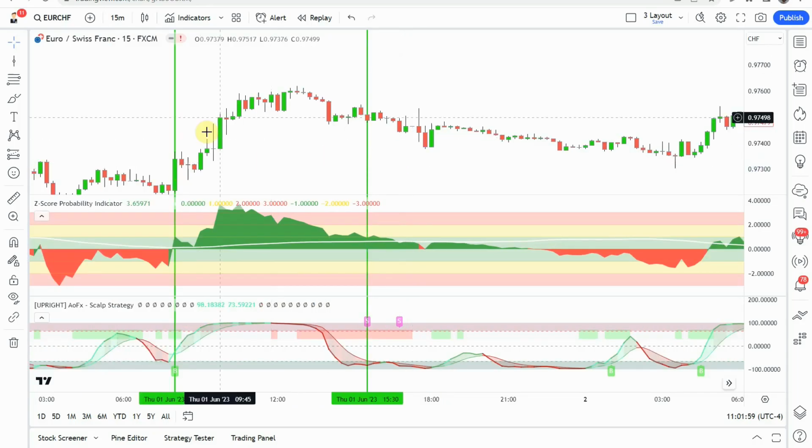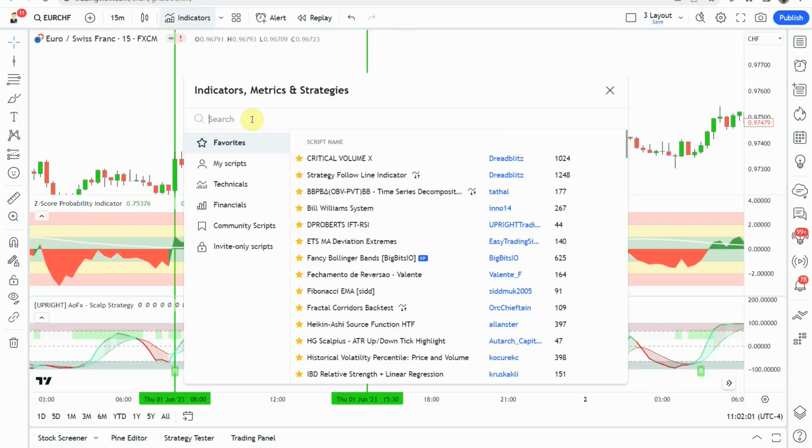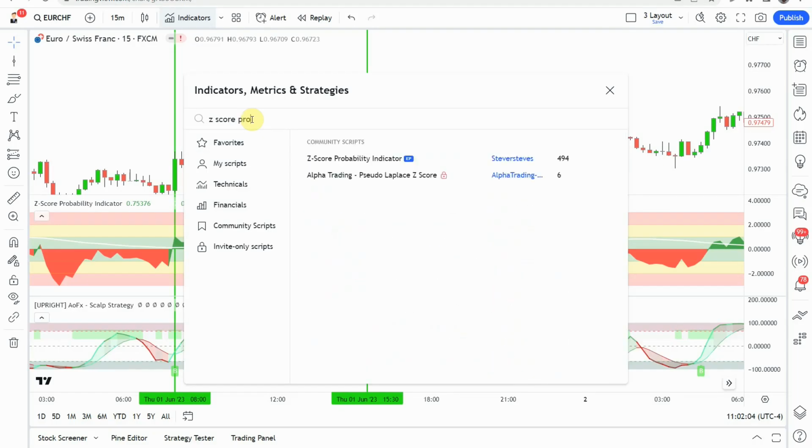Now, the Z-Score Pro indicator you can find just on TradingView. If you type in Z-Score, the Z-Score probability indicator, type in Z-Score Pro and it pops up right here.